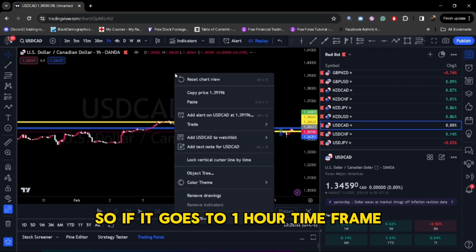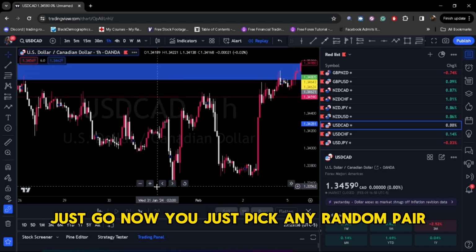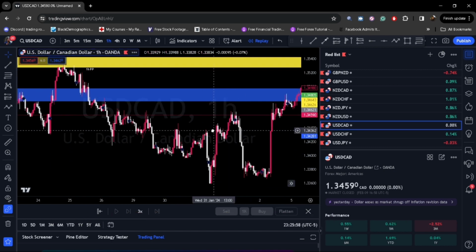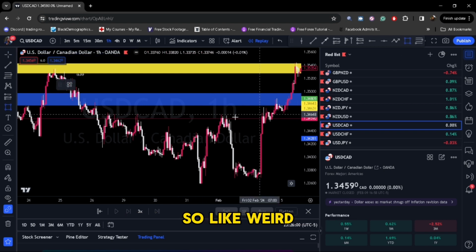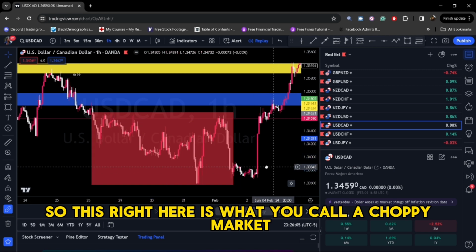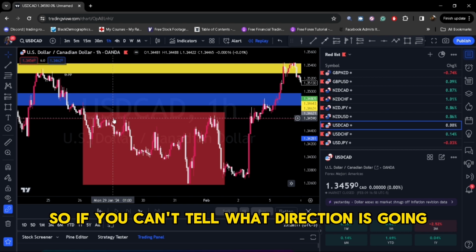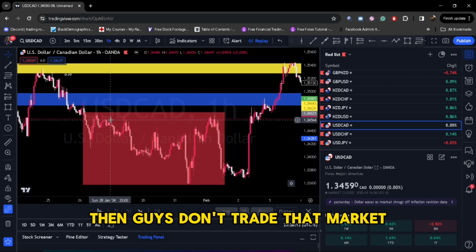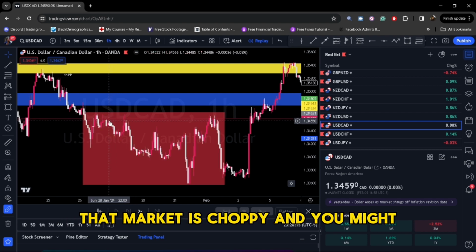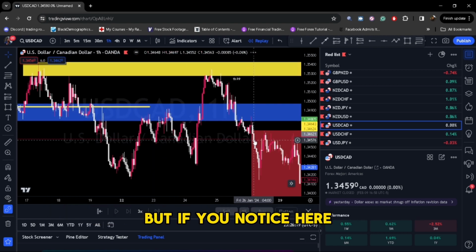So if we go to the 1 hour time frame, just pick any random pair. For example, here in this case, notice how price is moving so weird. This right here is what you call a choppy market, in the sense that you can't really tell what direction it's going. If you can't tell what direction it's going, then guys, don't trade that market. That market is choppy and you might lose a lot of money trading that market.